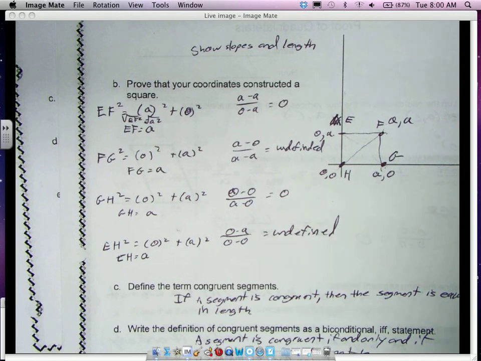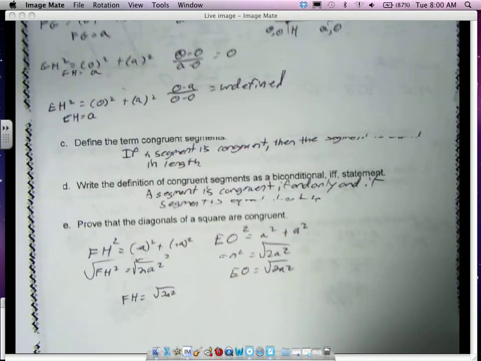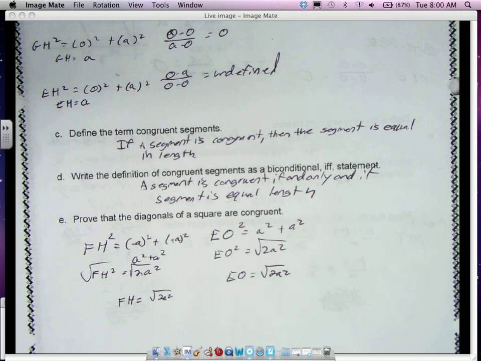All right, C, if a segment is congruent, then the segment is equal in length. A segment is congruent if and only if the segments are equal in length. Then we had to prove that the diagonals of a square are congruent, so we use the distance formula because it's congruency, right? Because they have to be the same, so they have to have the same length. We found that FH was the square root of 2a squared, and EG was the square root of 2a squared. So we should be good there.